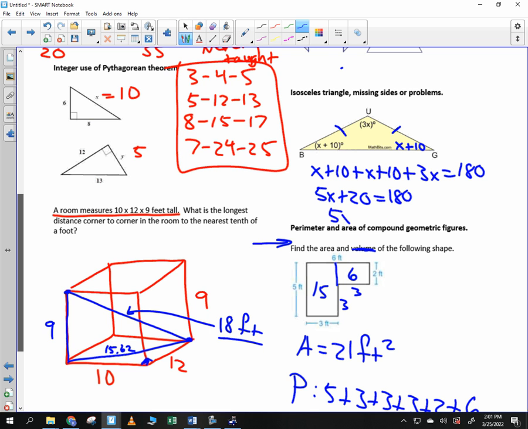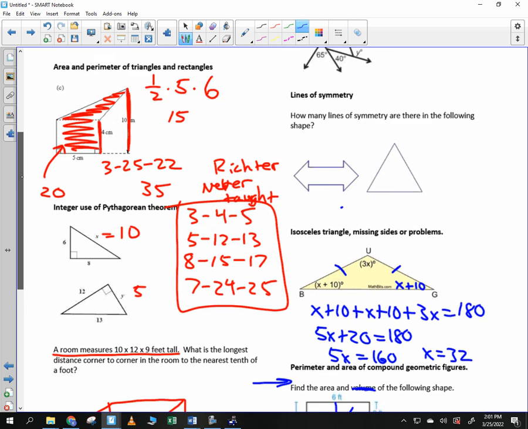Good. So 5x is equal to 160. And so x is 32. Very good. So does that mean that the angles measure 32 degrees? No, you can plug them in and figure that out if you wanted to. Okay.